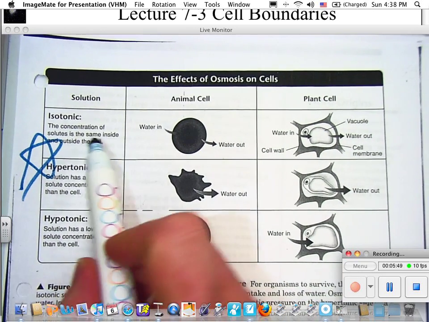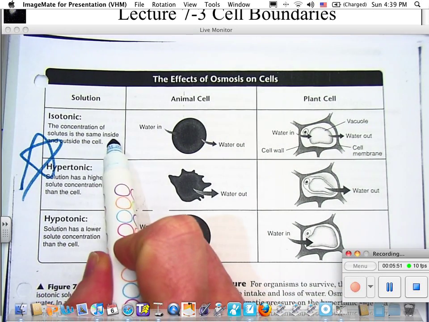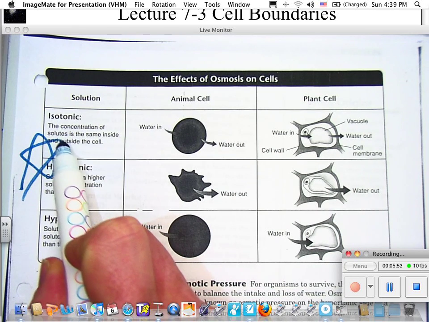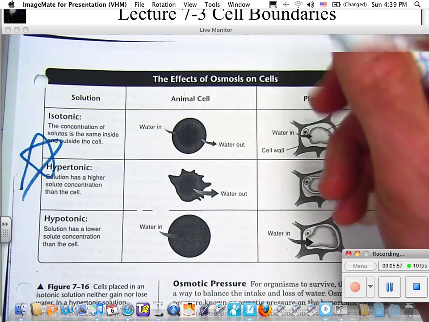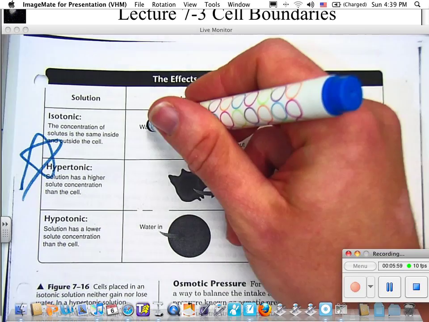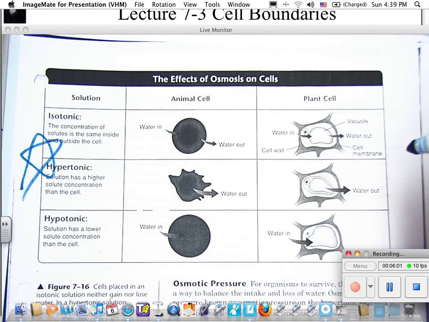Isotonic. The concentration of the solutes is the same inside and outside the cell. So what that means is the same amount of water goes in as the same amount of water goes out.